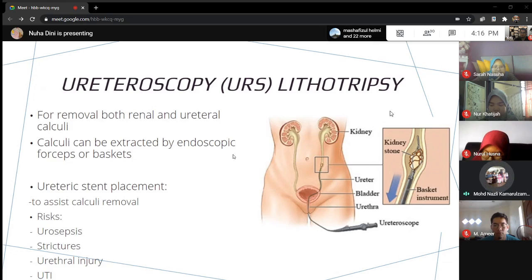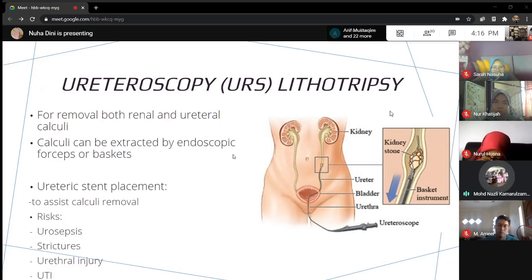This is actually flexible URS or RIRS, because this scope can go up to all the calyces inside the kidney. Some books call it flexible URS. So it is still URS but using a flexible scope. That's how, actually, the summary of stone management.